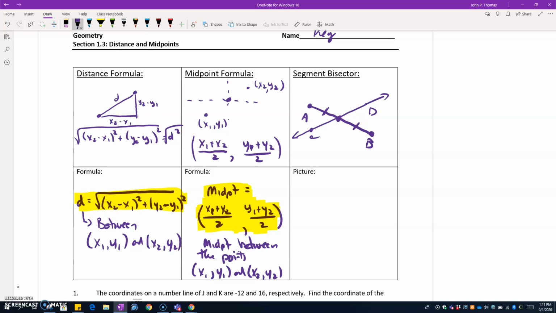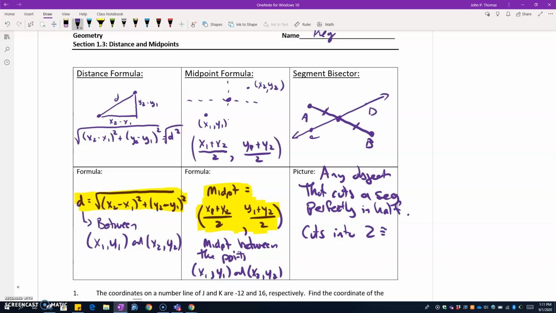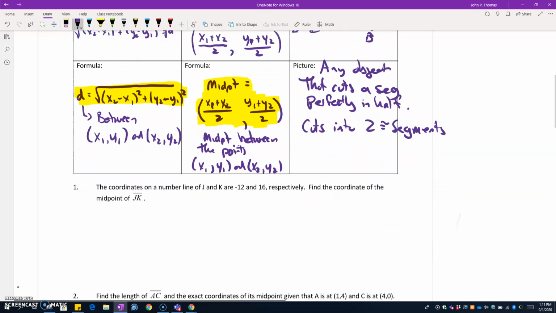So it could be a line, it could be a ray, any object that cuts a segment perfectly in half, or using fancier words, that cuts it into 2 congruent segments. So those are really the 3 words that are going to be at the heart of today's lesson.